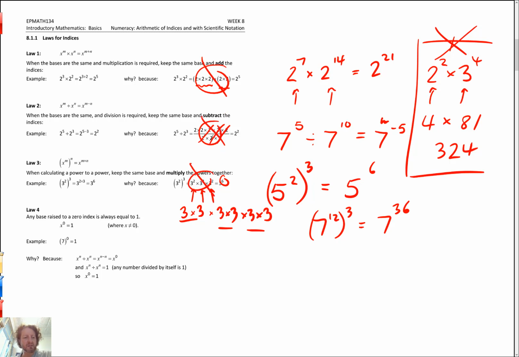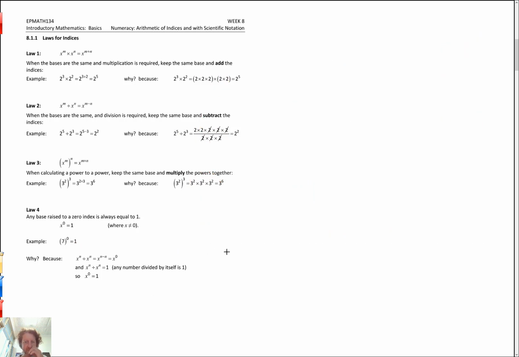Law 4 says any base raised to a 0 index is always equal to 1. Well, okay, that's going to be true. X to the naught is 1, 7 to the naught is 1. Why? If I follow this law, I'll do it in terms of numbers. Here it is in algebra. If I say what is 7 to the 3 divided by 7 to the 3, the index laws tell me 3 minus 3 is 0. The answer is 7 to the 0.